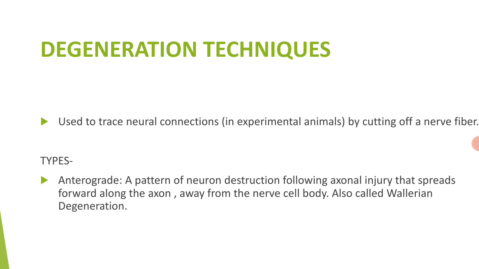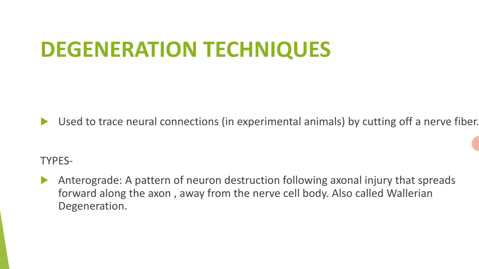Anyways, so what are degeneration techniques? These techniques are used to trace neural connections in experimental animals by cutting off a nerve fiber. So neural connections are traced with the help of these techniques, and what is done in the degeneration techniques? A nerve fiber is cut off.